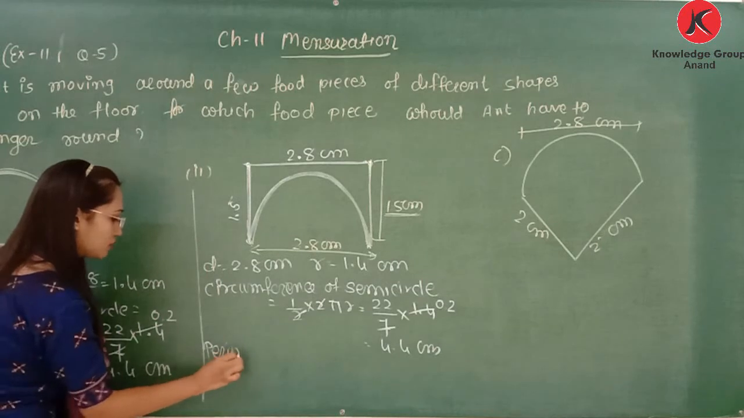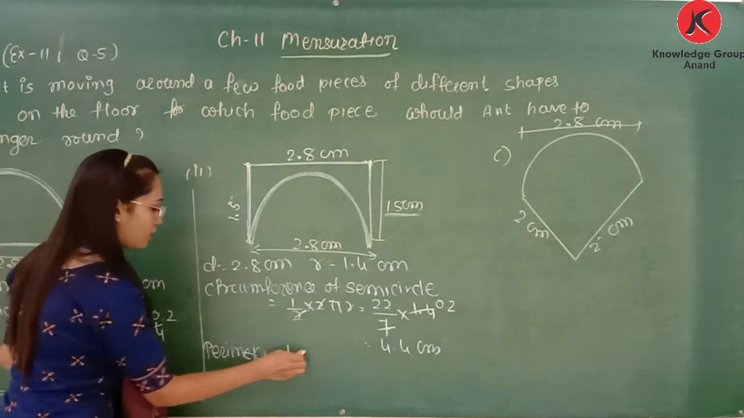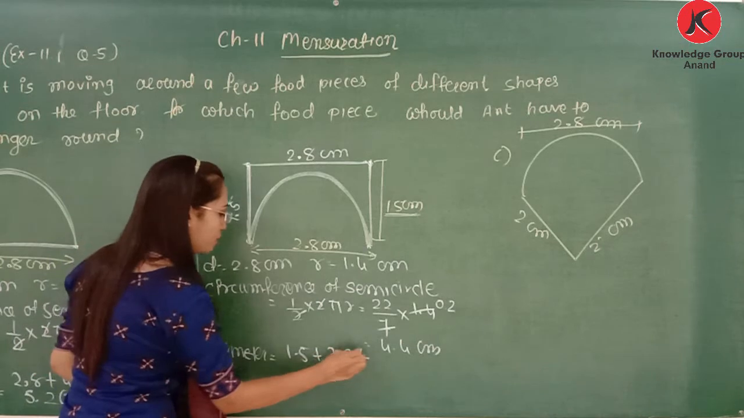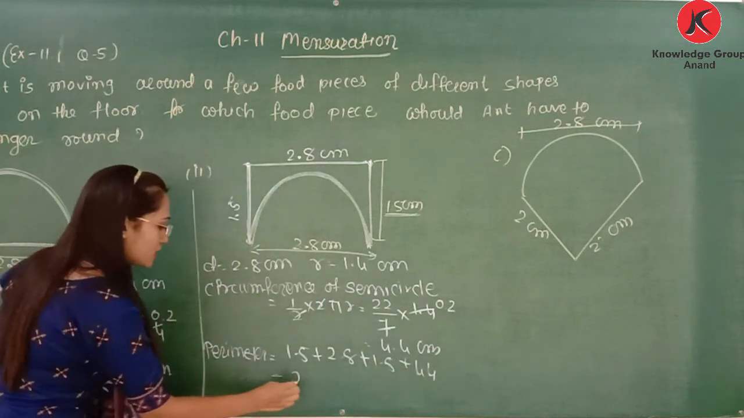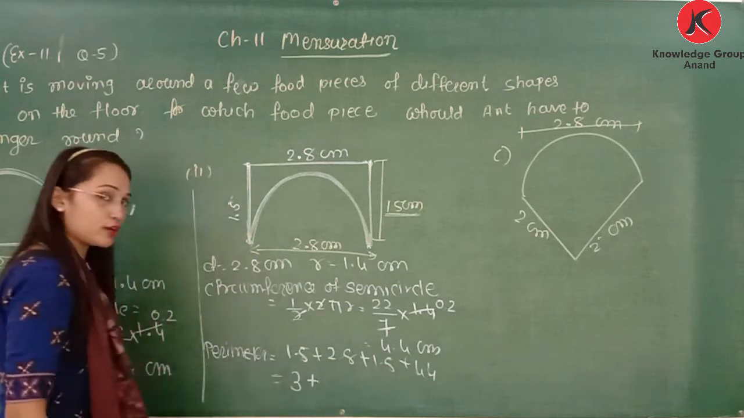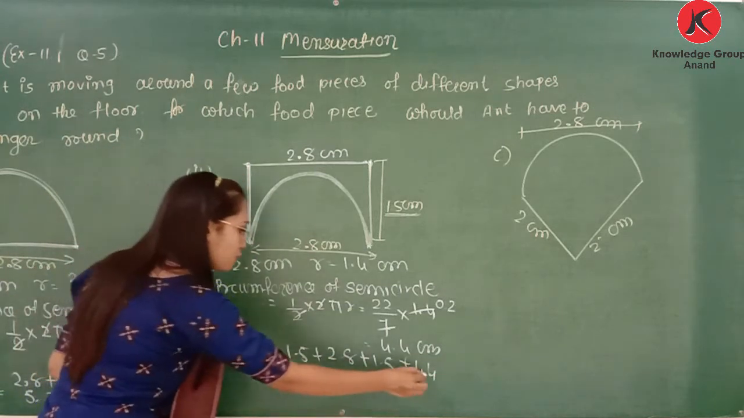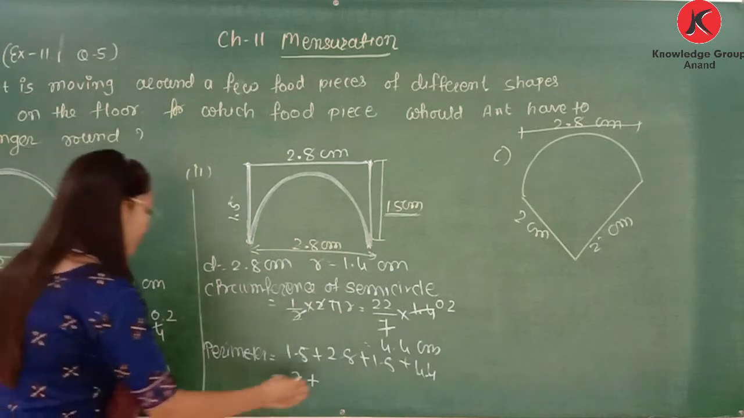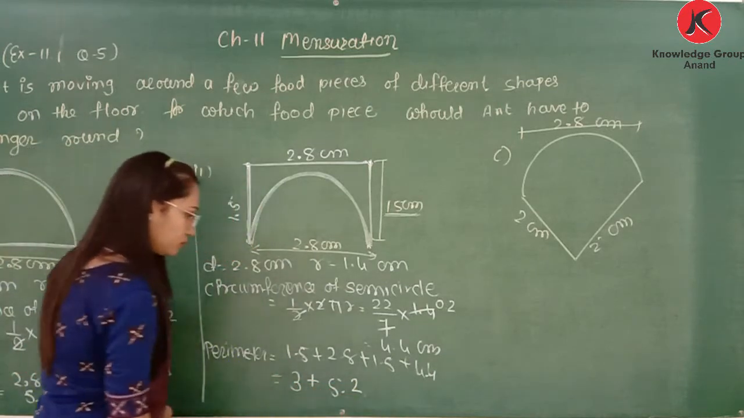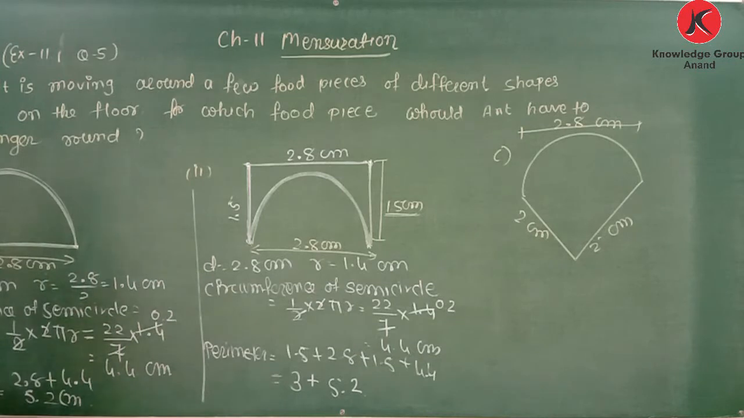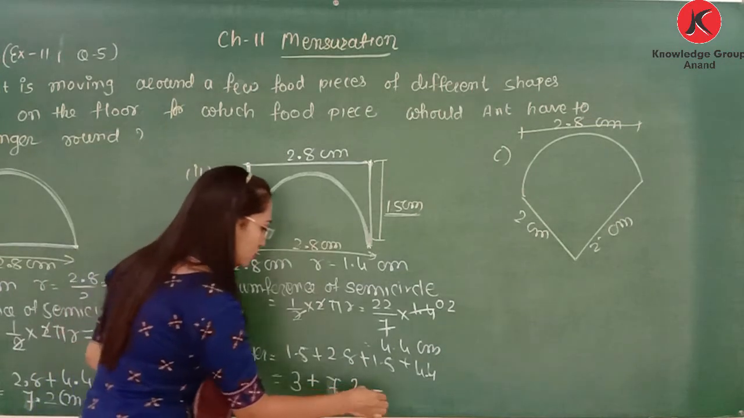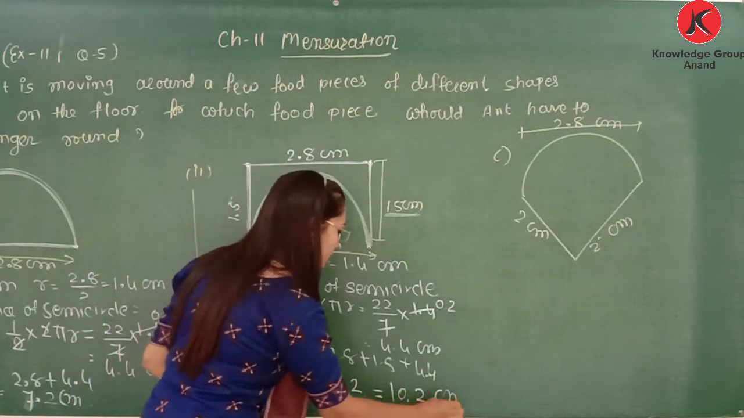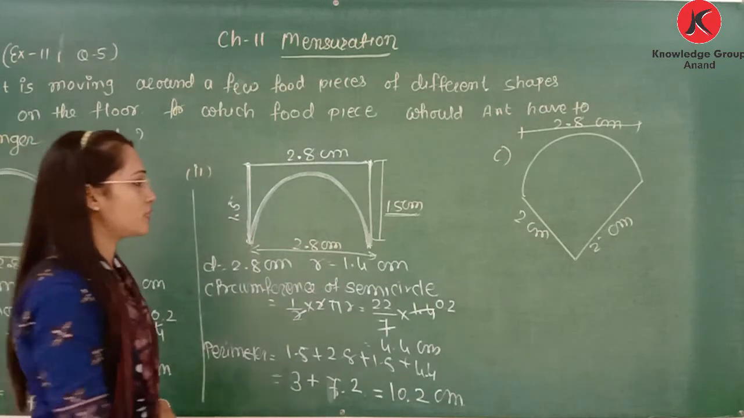So the perimeter is 1.5 plus 2.8 plus 1.5 plus 4.4. So that is 1.5 plus 1.5 is 3, 2.8 plus 4.4 is 7.2, so the total is 10.2 centimeter. Clear?